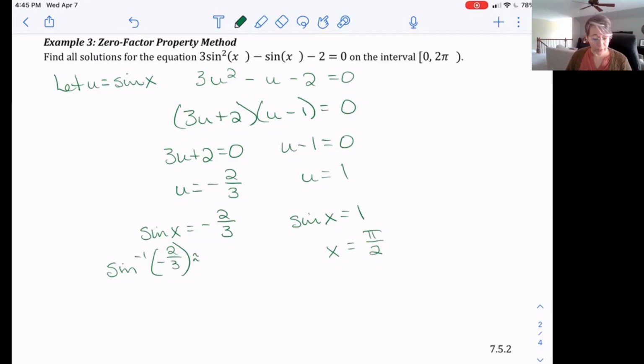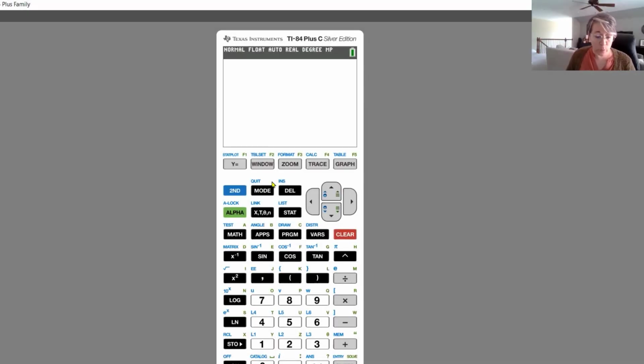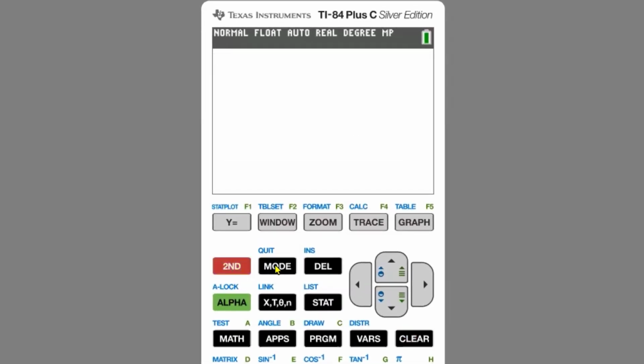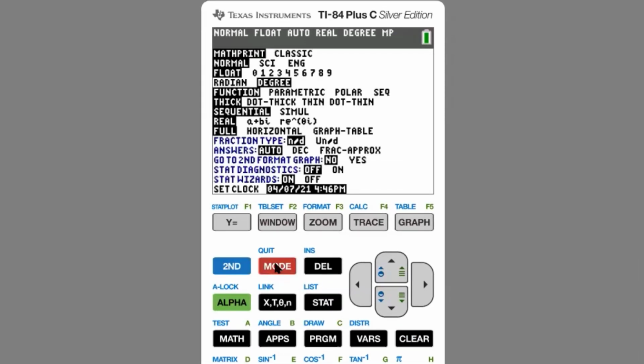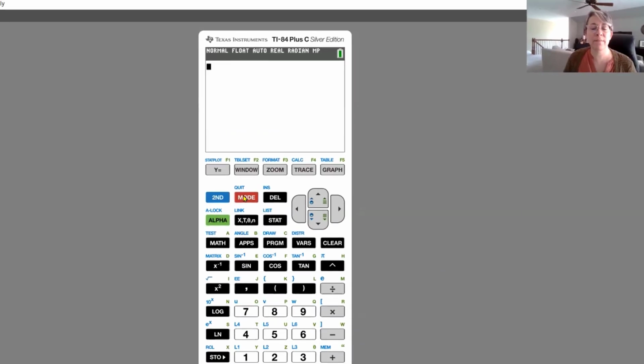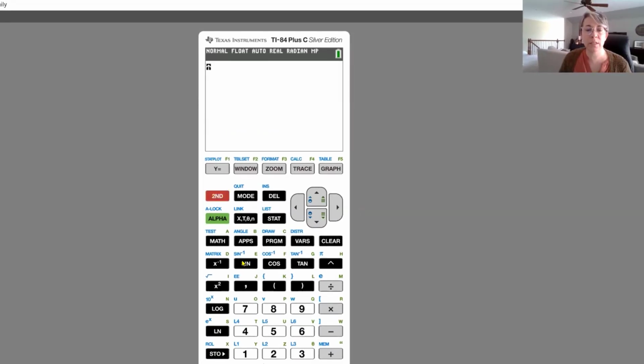So we can go to our calculator. In our calculator, remember the interval they gave us was from 0 to 2 pi. So let's make sure we're in radians. And we're not, we're in degrees. So let's go down, highlight radians, hit enter. And then we can quit out of that. And now we can do our second function sine to get our arcsine or sine inverse. The input value was -2/3. And that gives us -0.729727.